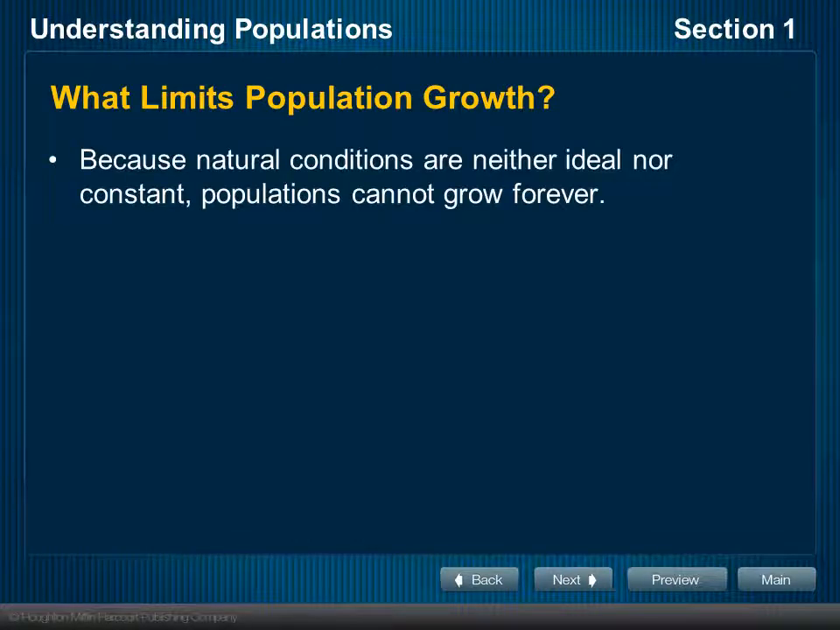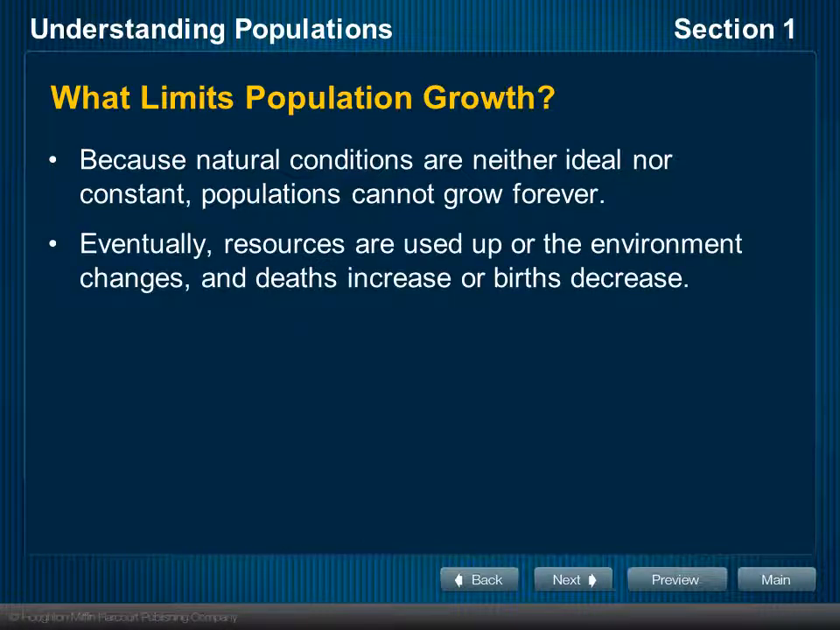Now, what are the things that limit population growth? Because we don't see exponential growth in nature very often. There must be limits. There must be caps or governors, so to speak, that keep it at a certain level. Natural conditions are not ideal for constant population growing. Resources end up being used up. The environment changes. Death increases or births decrease. This can be because food is not available, or space is not available, or predation increases. Competition increases because another species comes in.